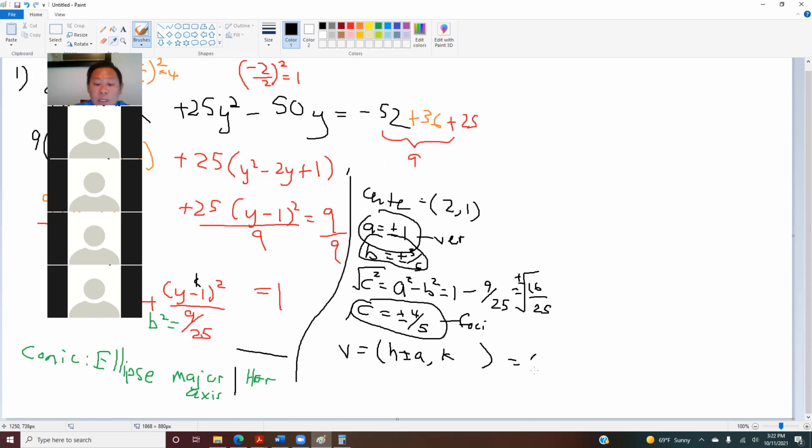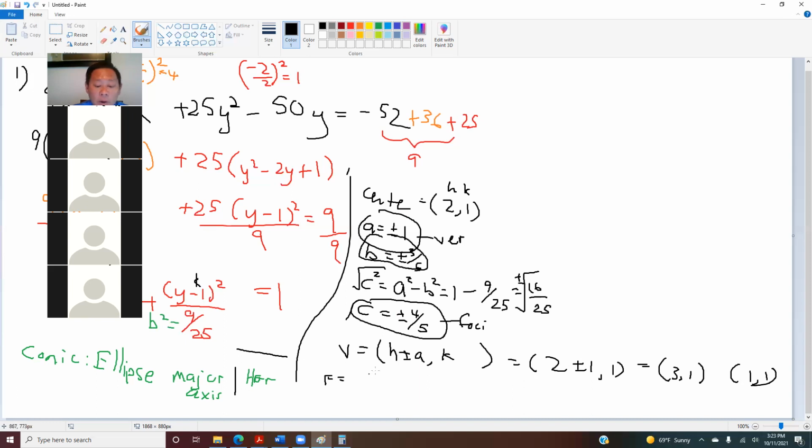So H is 2. This is your H, K here. So it's 2 plus minus 1. Your K is 1. So your answer is (3, 1) and (1, 1). So this is your vertex or vertices.